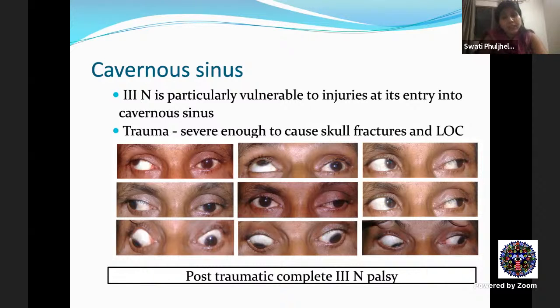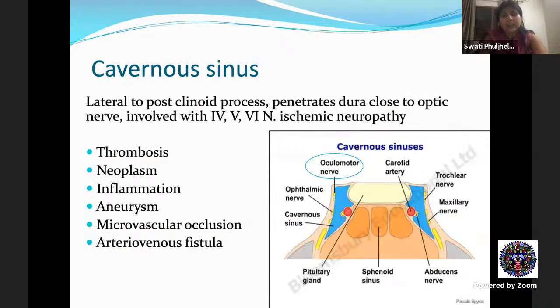So once the third nerve enters the cavernous sinus, it is, as I said, related to multiple important structures, including the pituitary gland and other nerves, and therefore it is susceptible to cavernous sinus thrombosis, any neoplasm there, inflammation, aneurysms. Again, the internal carotid artery is very closely related. So internal carotid artery aneurysm can cause third nerve palsy, as can microvascular occlusions and AV fistulas.